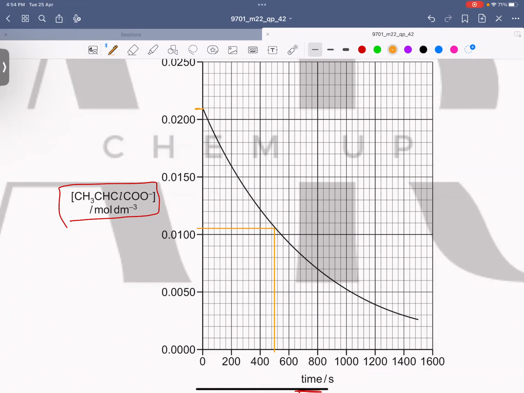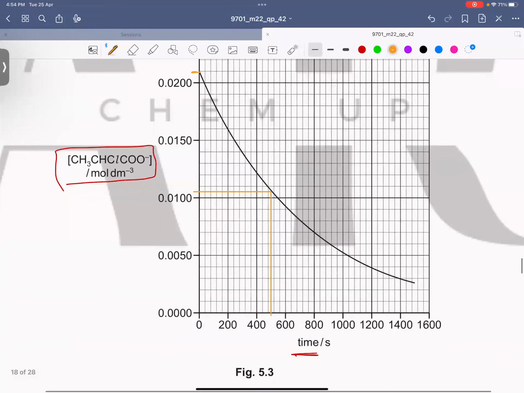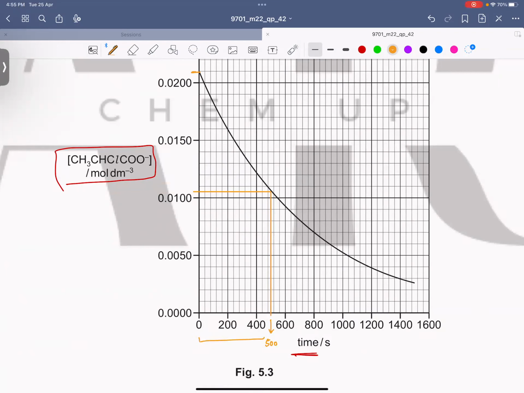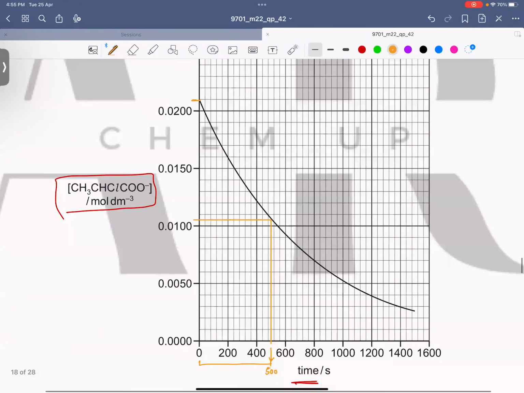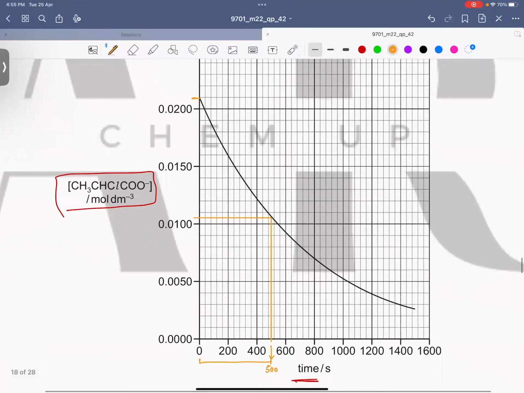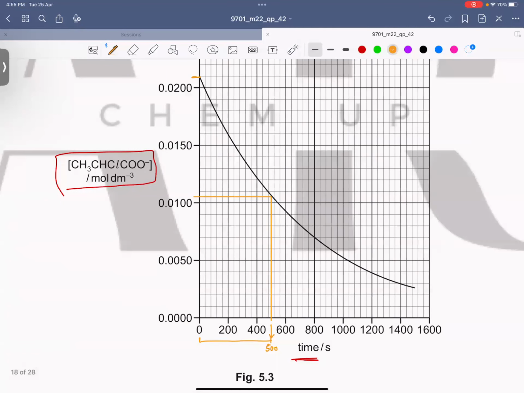So how much time is over here? 500 seconds. So the first half-life is 500 seconds, right? Now the next half-life, it would be the quarter box.